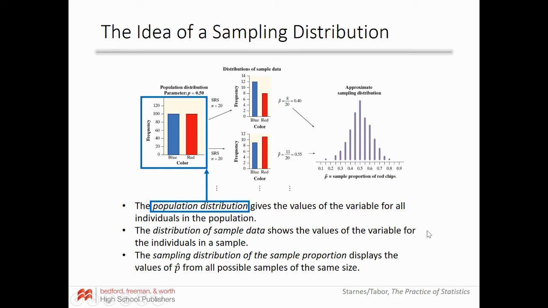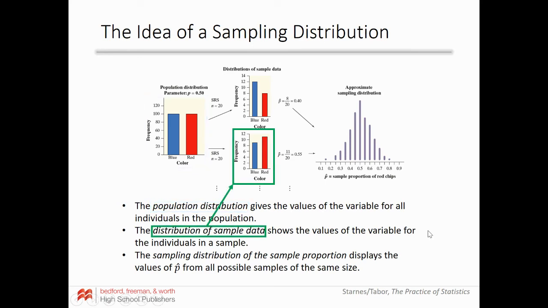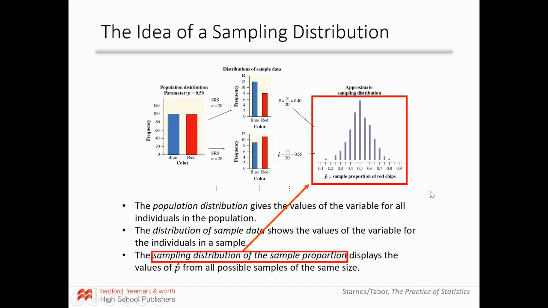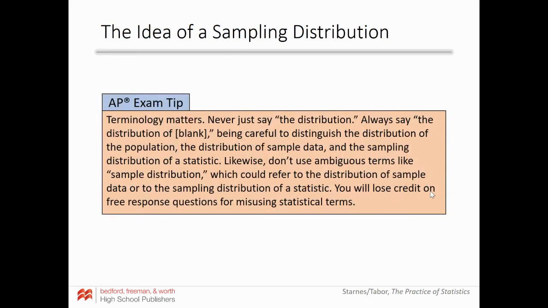All right? So population distribution, distribution of the sample data. Each one of these would be their individual, and then the sampling distribution of the sample proportion. So this is a big thing to note.